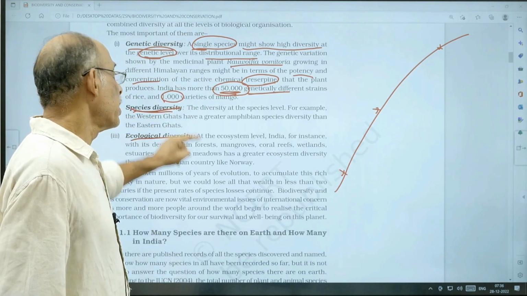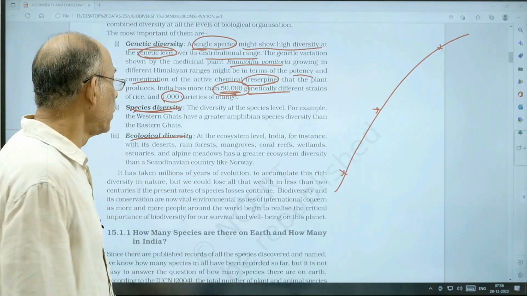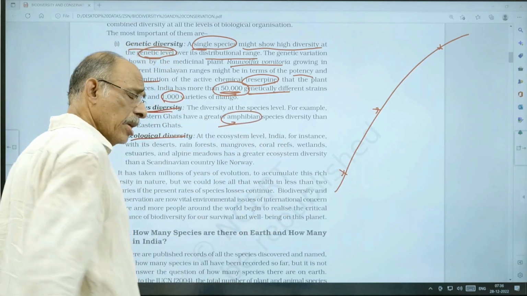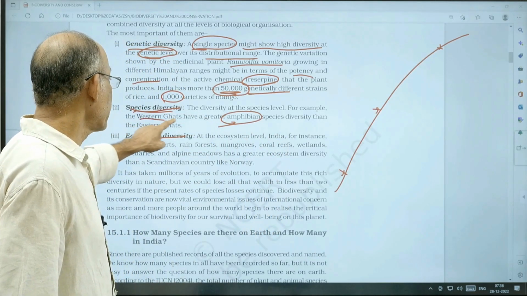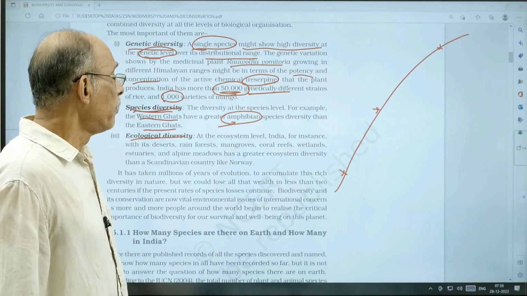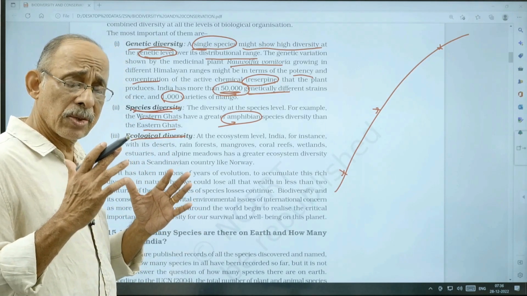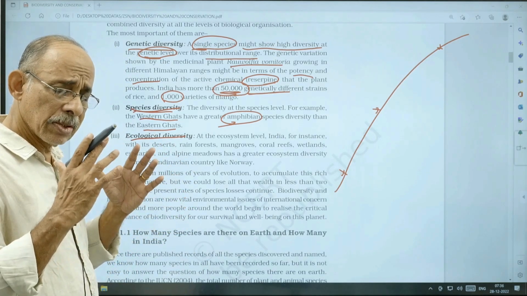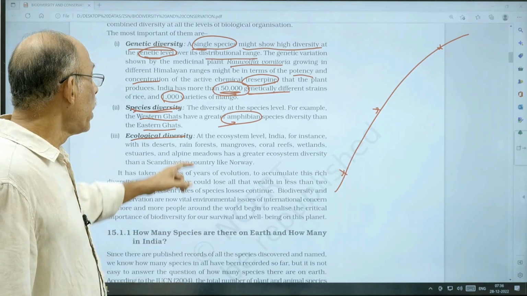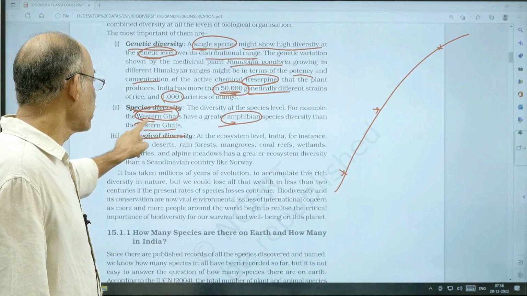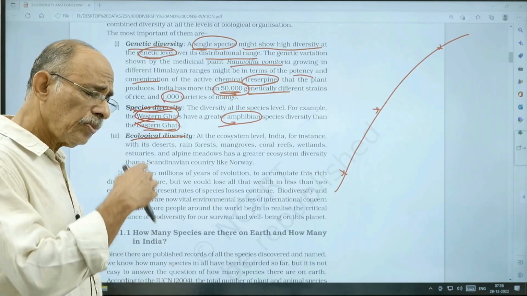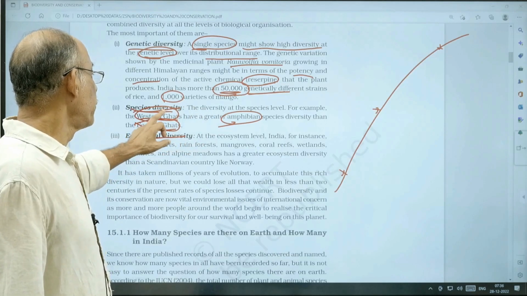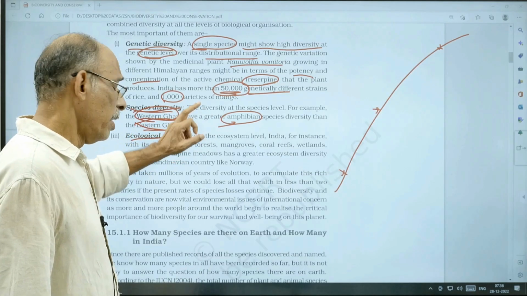Second is species diversity, the number of species. For example, the number of species in the amphibian population will be higher in the Western Ghats than in the Eastern Ghats. These amphibians require cooler and wet conditions, like a frog, and that is more in the Western Ghats. And the Eastern Ghats, the Tamil Nadu forest, is almost dry forest. So the number of amphibian species will be higher in the Western Ghats than in the Eastern Ghats.